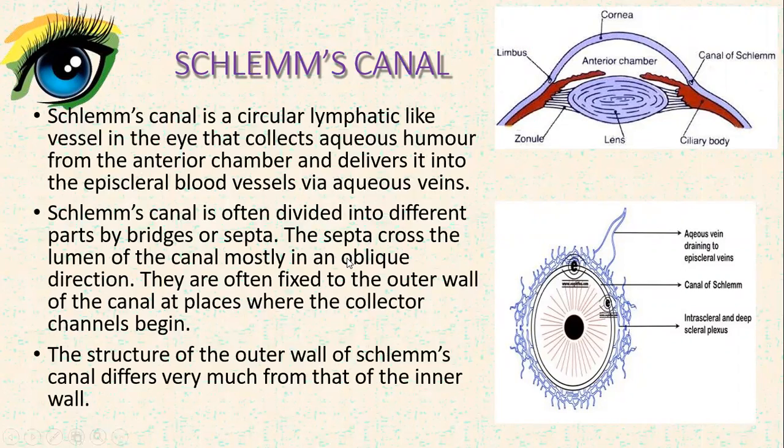The septa cross the lumen of the canal mostly in an oblique direction. Septa or bridges, whatever they are called, divide or cross the lumen obliquely. They are often fixed to the outer wall of the canal and placed where the collector channels begin, where the collection of aqueous humor takes place.